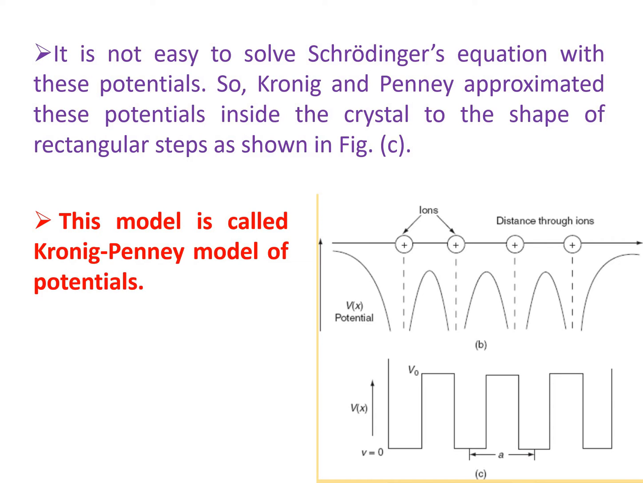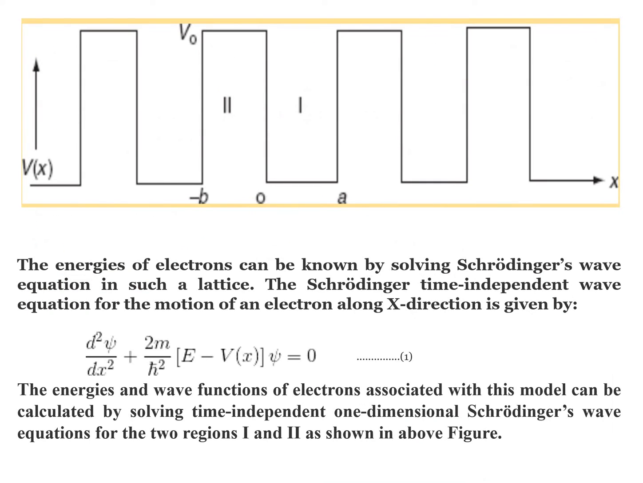These are all periodic wells. The width of the well is taken to be A, the gap between any two wells is taken to be B, and the height of the potential barrier is taken to be V0. That is, the maximum potential that an electron can possess is V0, and if it is more than that, the electron can come out of that potential well. In this figure we can see two regions considered, region 1 and region 2. Region 1 is inside the well, and region 2 is outside the well, between the two wells.